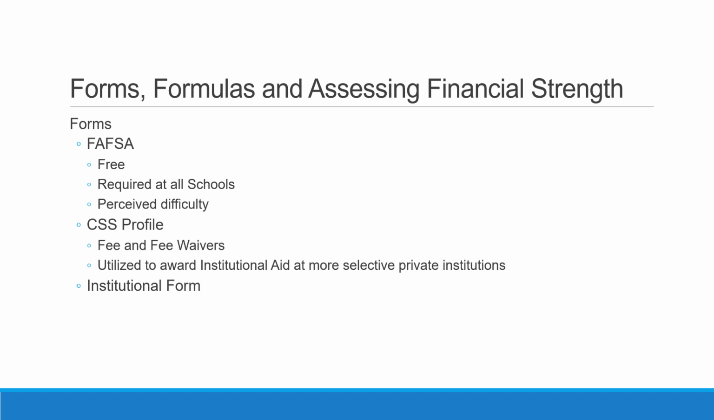The final form that your child may be asked to complete is an institutional form. Some colleges may ask your child for additional information in order to help them determine what aid resources they may be qualified to receive.